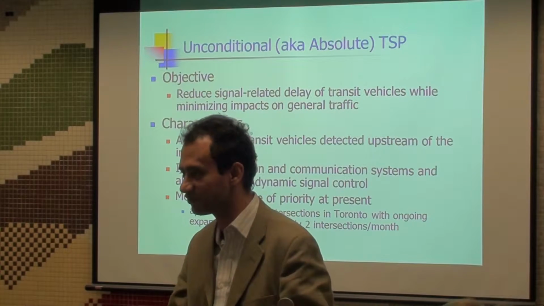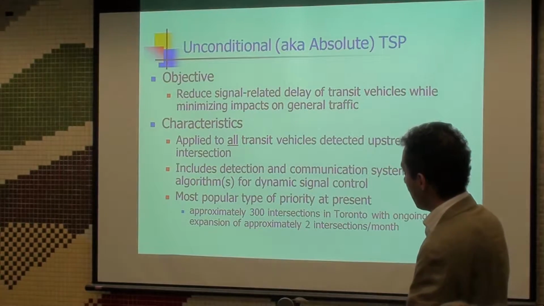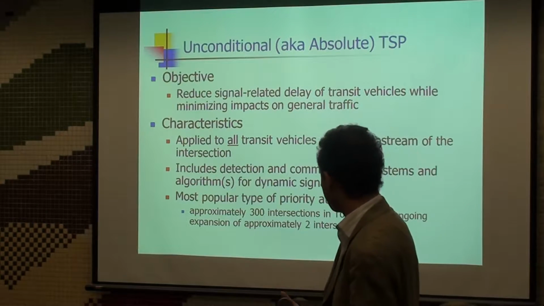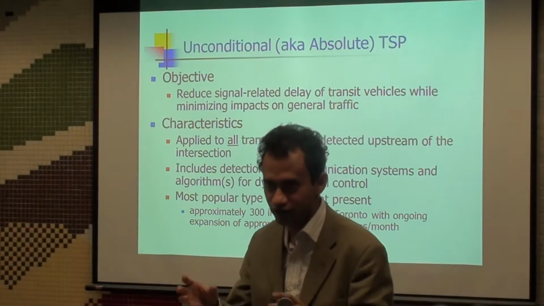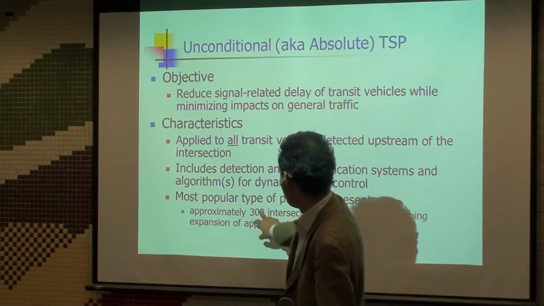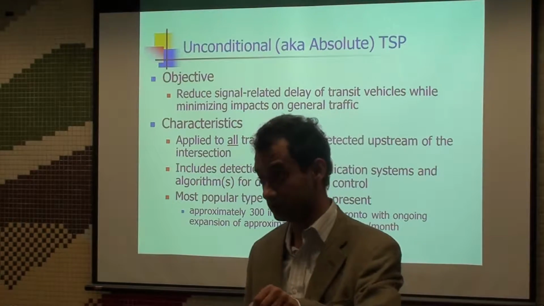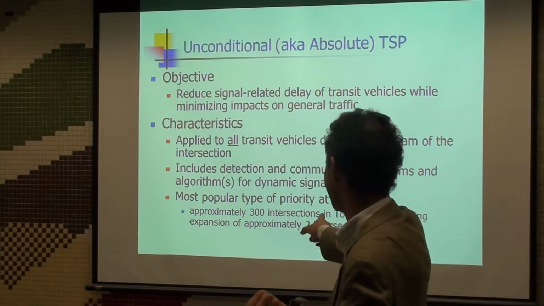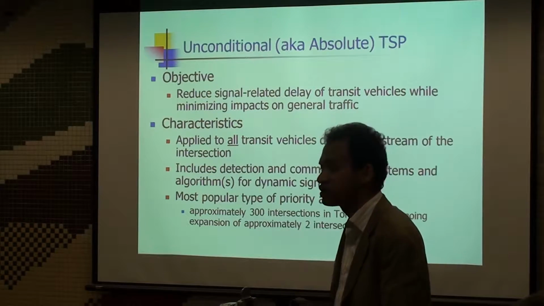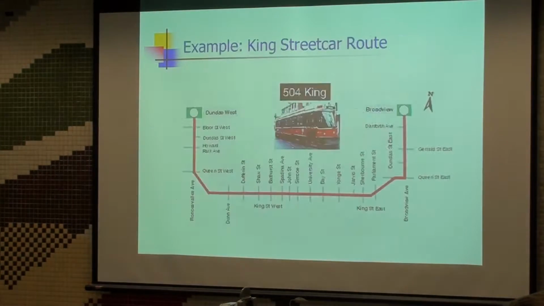It is mostly free flow, if there are no bottlenecks, generally for geometric design. So what we need to do is, of course, detect those vehicles. That's the main point. I can show that 300 intersections in Toronto already have this kind of unconditional traffic signal priority system, and it was probably a couple of years ago, so it should be more than that. Expansion is approximately 2 intersections per month. I will give some cost and other things too.